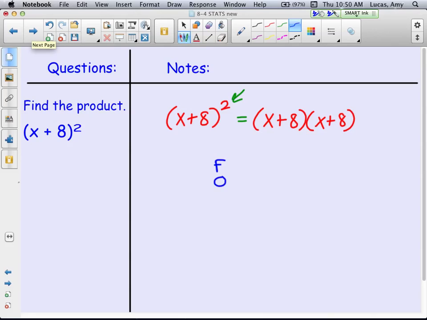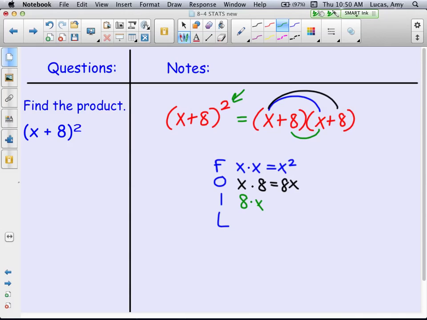If I FOIL this, first, x times x is x squared. Outside, x times 8 is 8x. Inside, 8 times x is 8x again. And then last, 8 times 8 is 64.